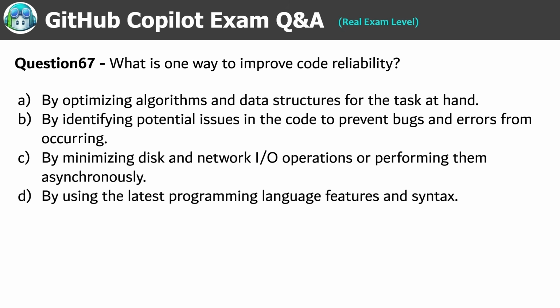Question 67. What is one way to improve code reliability? And the answer is B. By identifying potential issues in the code to prevent bugs and errors from occurring.